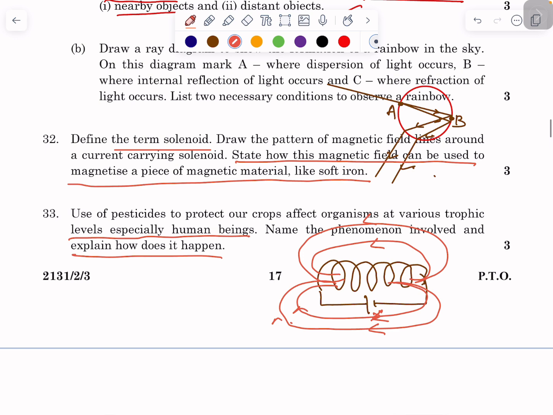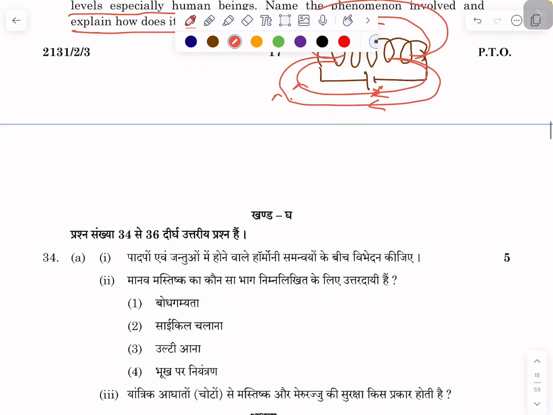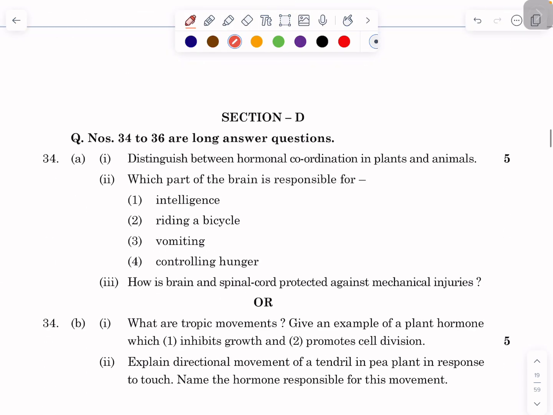First point. Second point, from the soil, pesticides are absorbed by the crop plants along with water and minerals and enter into the food chain. These chemicals are non-biodegradable and get accumulated progressively at each trophic level. As human beings occupy the top level in any food chain, the maximum concentration of these chemicals gets accumulated in our bodies, and this we call biological magnification. Okay. Next, question number 34.